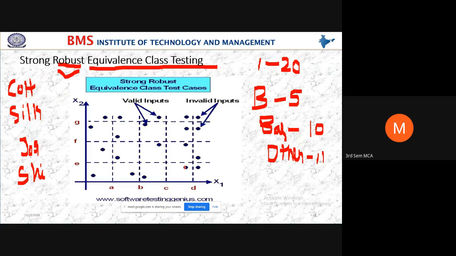All of you understood? Yes, students, understood? Any doubt? See, this equivalence class testing is very important for your test as well as for your exams. Any doubt?